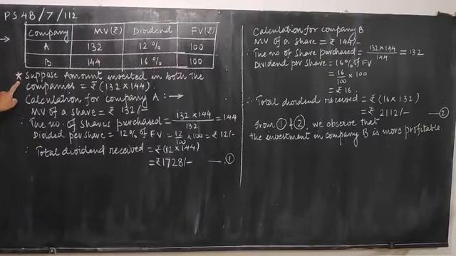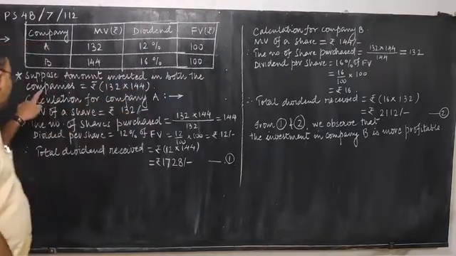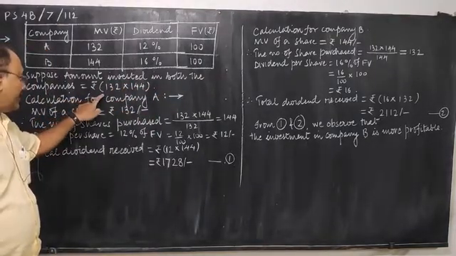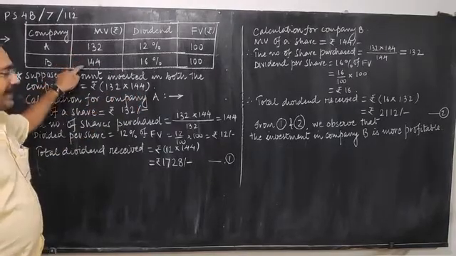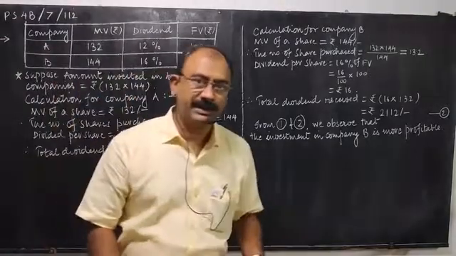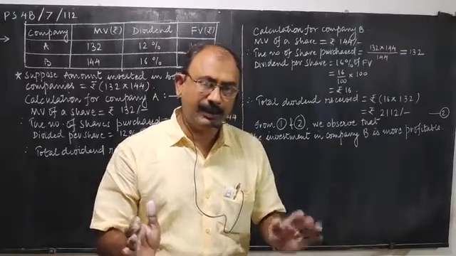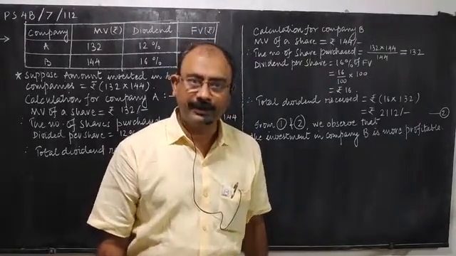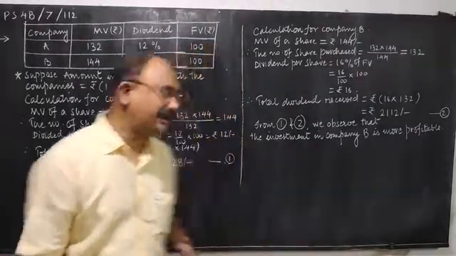Here I have already written, I have given a star because this is the trick, this is the main point of the solution. Suppose the amount invested in both the companies is equal to 132 into 144 rupees, the product of the two market values. Now it is very obvious for you to think why we have taken the invested amount as the product of the two market values. You will come to know once we start doing the calculations.